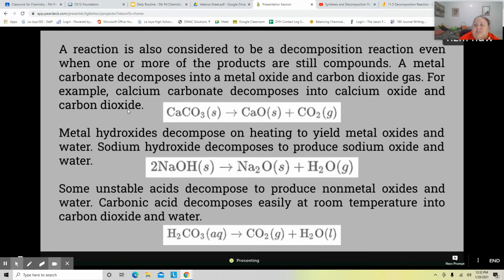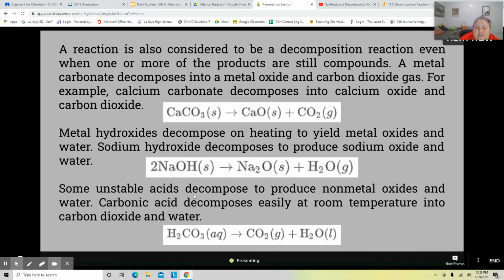And you have some examples here. If you have a metal carbonate, which you do, calcium carbonate, it can decompose into a metal oxide, in this case, calcium oxide, and carbon dioxide gas, CO2. Bases can also decompose and create metal oxides. Here you have sodium hydroxide breaking apart and yielding a metal oxide, which in this case is sodium oxide, Na2O, and water, H2O.